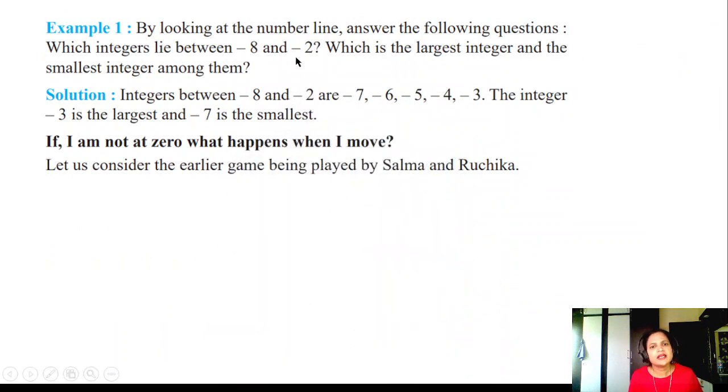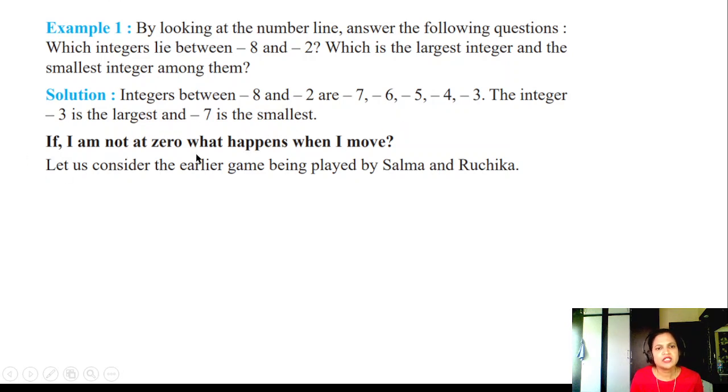Example 1. By looking at the number line, answer the following questions. Which integers lie between minus 8 and minus 2? Which is the largest integer and smallest integer among them? Integers between minus 8 and minus 2 are minus 7, minus 6, minus 5, minus 4, minus 3. The integer minus 3 is largest and minus 7 is the smallest.